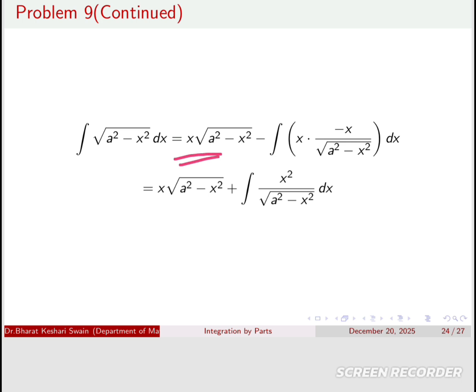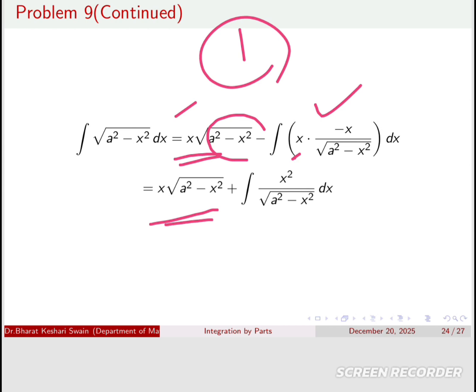So 1 is the second function, and integration of 1 is x. Then minus the derivative of the first, the derivative of root over a square minus x square, times integration of second, which is again x, then the whole integration. The result will be x into root over a square minus x square plus, because minus minus is plus, integration of x square divided by root over a square minus x square. For this integration, come to the next slide.